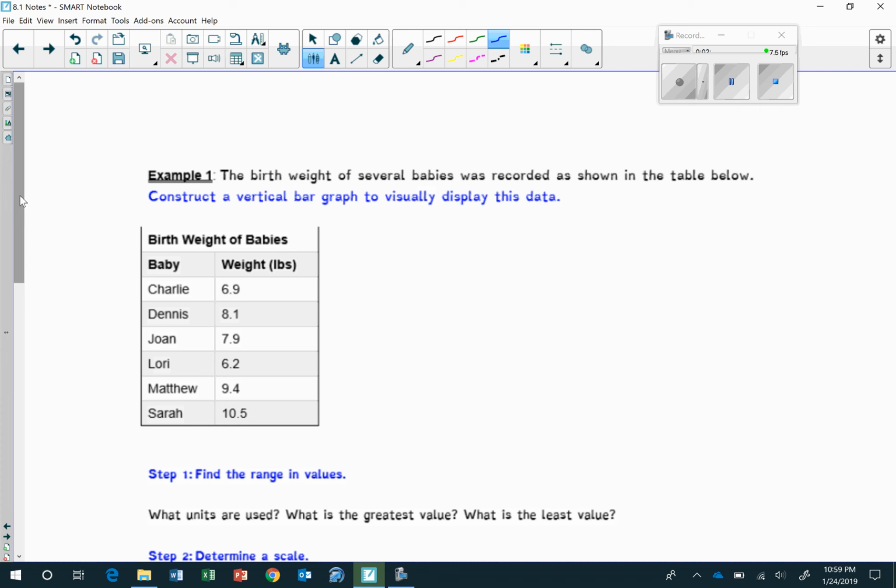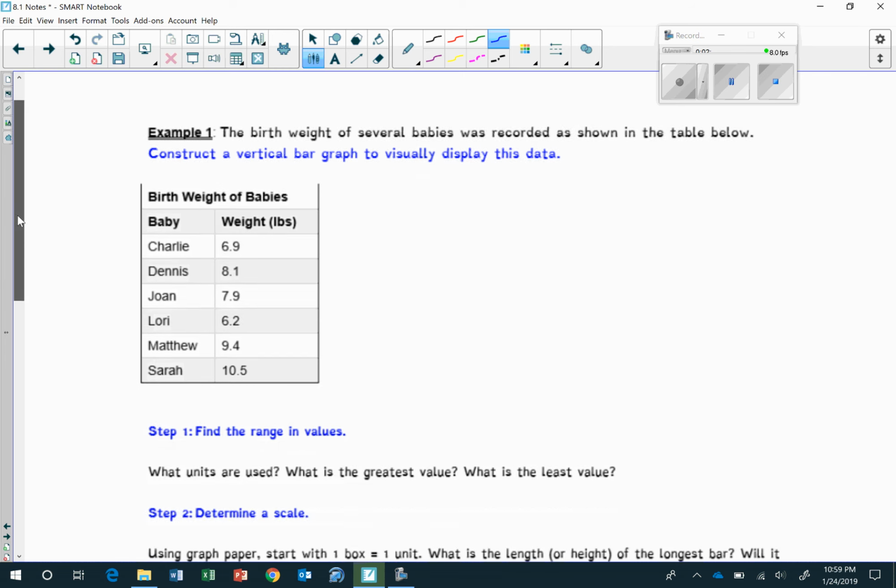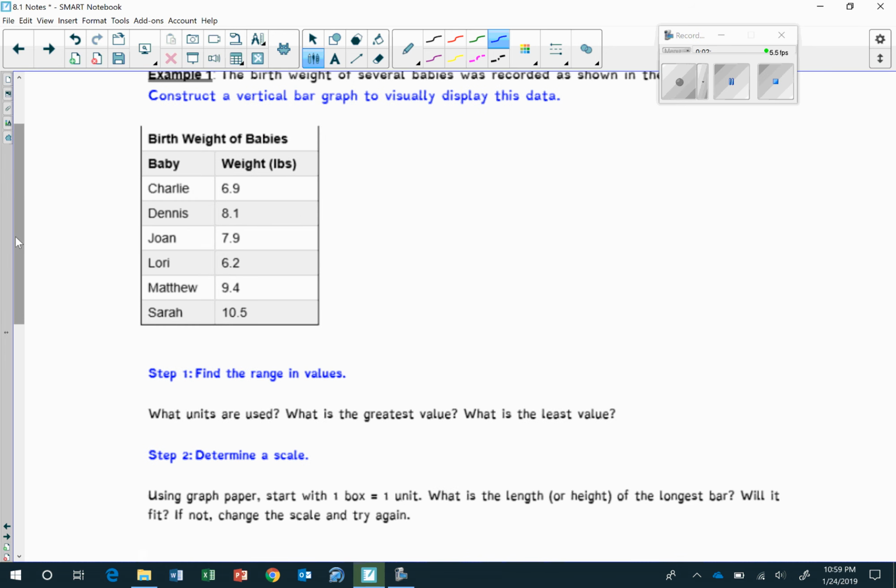Here's our example. The birth weight of several babies was recorded as shown in the table. We're going to construct a vertical bar graph to visually display this. Step one is find the range in values. What units are used? What is the greatest value? What is the least value? For us, the unit is pounds. Our greatest value is 10.5. Our least value is 6.2. So we need to keep that in mind.